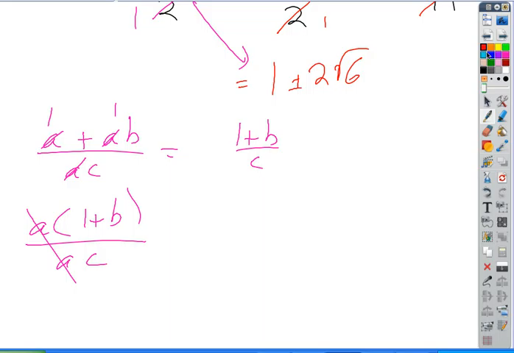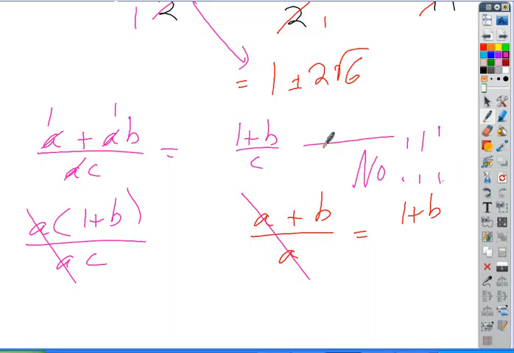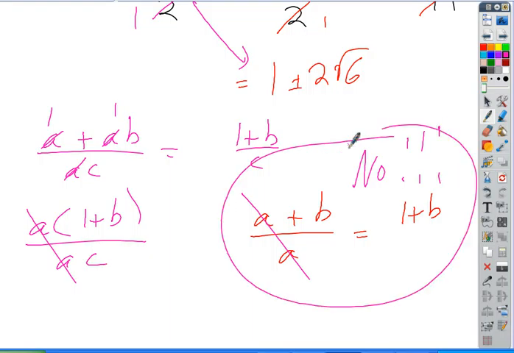This is not. Here's what people want to do lots of times. A plus B over A, people want to call that something like 1 plus B. They want to do this. That is, can't do that. I can't do that because A is not being multiplied all the way through the top. The A only shows up in that one term. You see that difference? It doesn't seem like much when you look at it on paper, but it's huge. This is absolutely not correct. This is. Okay?